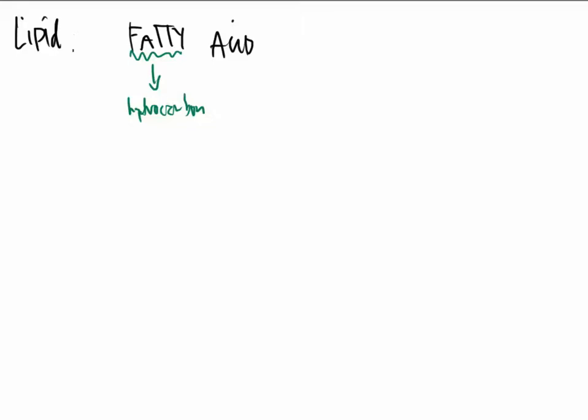Now the acid portion of this name is going to refer to a carboxylic acid, because that is one of the most common acids in organic. And we know that a carboxylic acid is a COOH group.